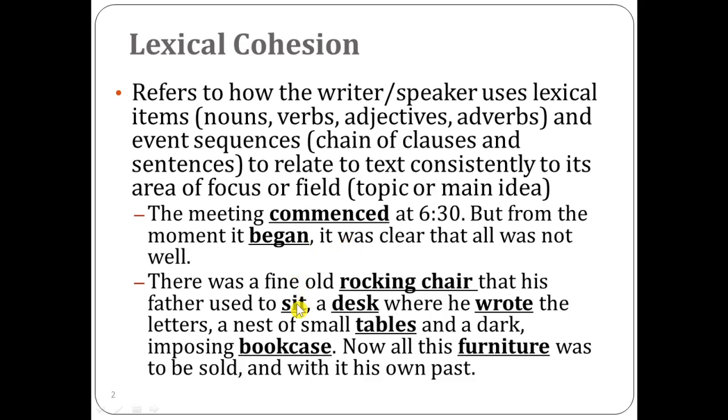Now, let's continue with the second text. There was a fine old rocking chair that his father used to sit in, a desk where he wrote the letter, a nest of small tables, and a dark, imposing bookcase. Now all this furniture was to be sold, and with it, his own past. Now, I would like you to investigate the underlined and bold words and phrases again. The first one, rocking chair, and another one, sit, next desk, table, bookcase, and eventually furniture. Let's think again about why I highlighted these words or phrases in the second text.